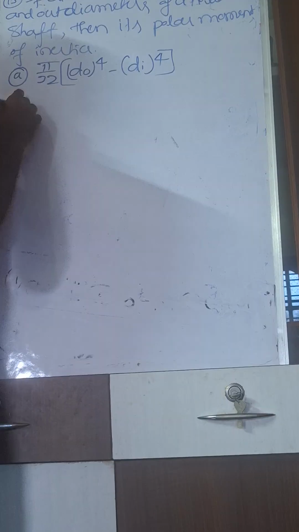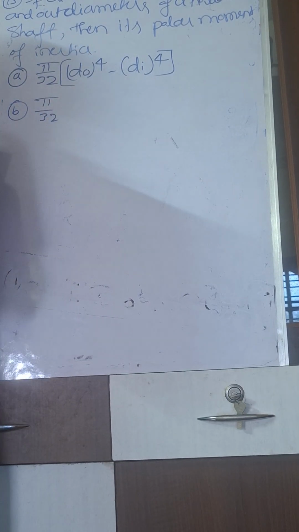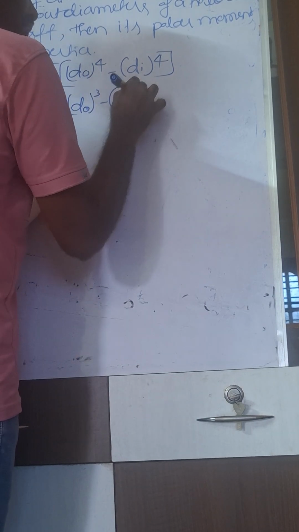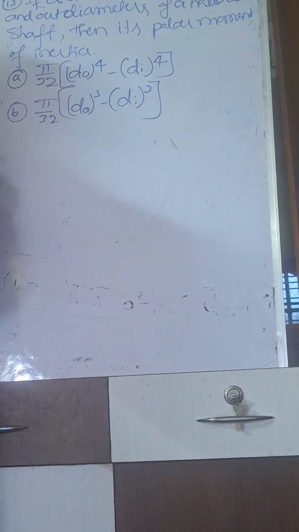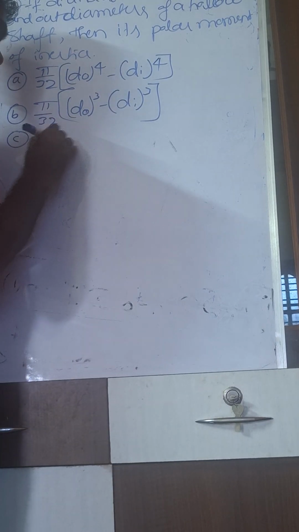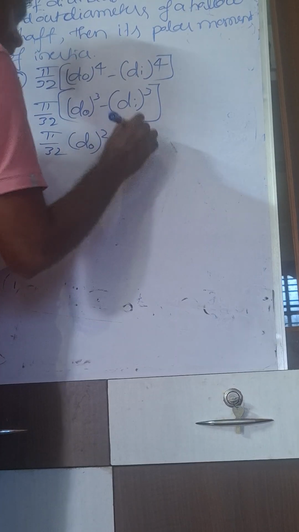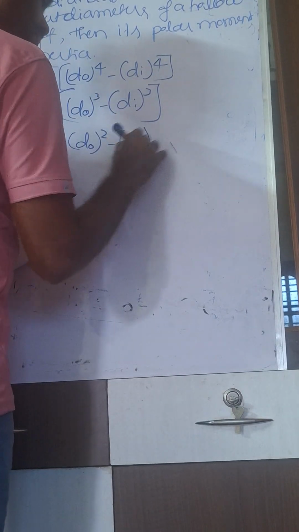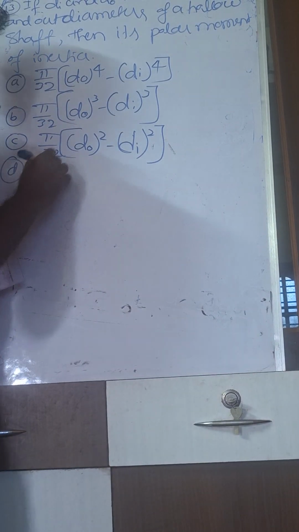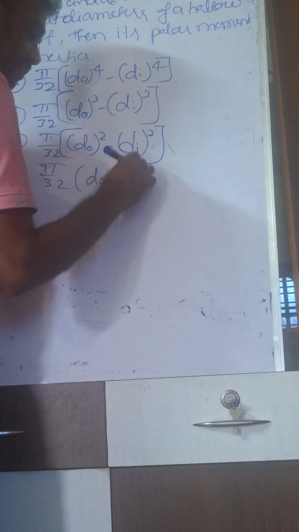This is option A. And option B, pi by 32 into do to the power of 3 minus di to the power of 3, close bracket. Third one, C, pi by 32 into do squared minus di squared. And D, pi by 32 into do minus di. See, look here.